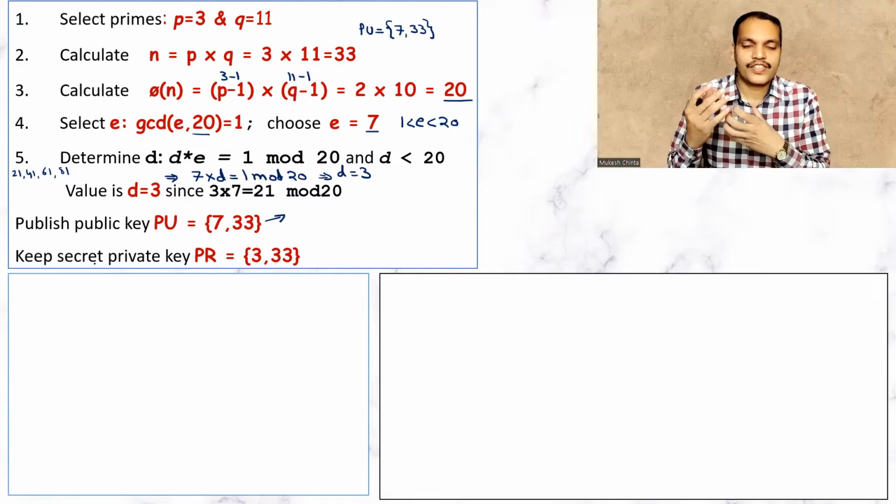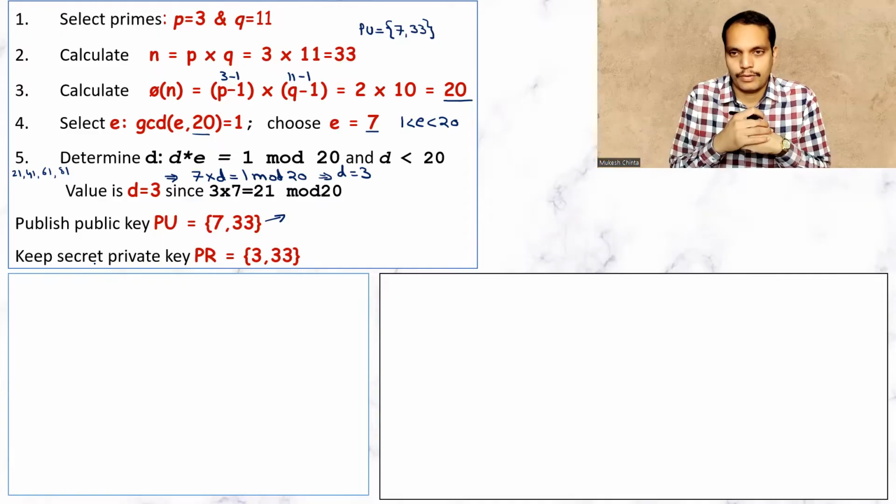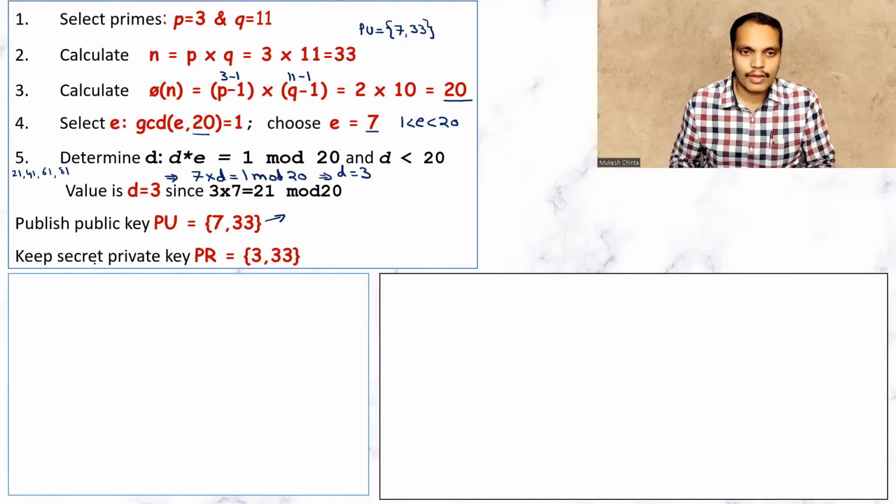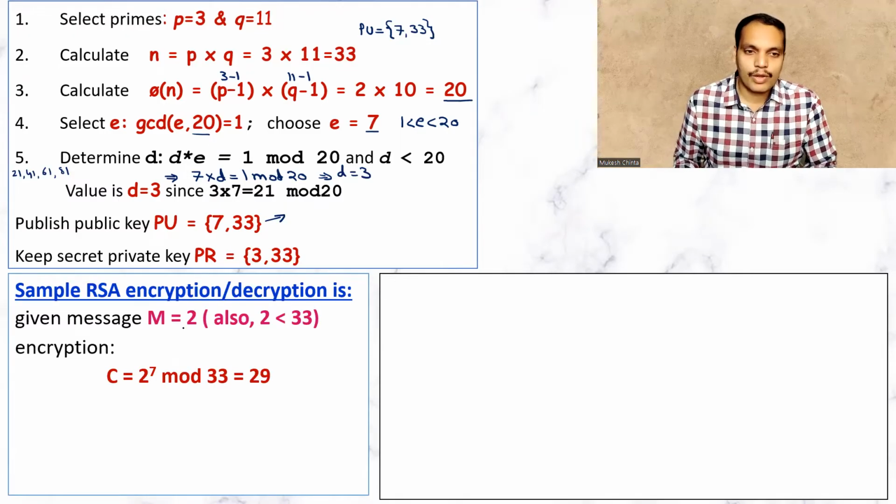What's next? If somebody wants to send a message to me, what do they have to do? They have to encrypt that message with the public key. So for that purpose, let us assume that somebody wants to send a message which is m is equal to 2 to me. And you have to also check that 2 should be less than 33 because my n value is 33 here. Understood?